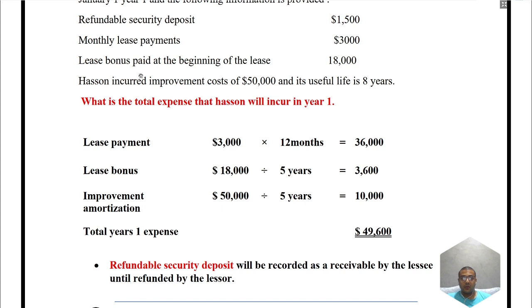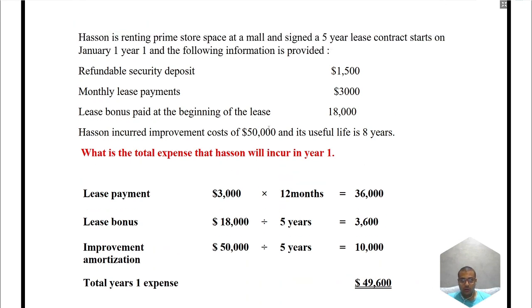There is an improvement cost. Of course, the improvement is going to be capitalized and amortized over what? The lesser of the improvement life or the lease life. I told you that the improvement life is 8 years and the lease life is 5 years. So I'm going to take the lesser, the lower of. So I'm going to take $50,000 divided by 5, which will give you $10,000. This is the expense for the first year from improvement amortization.